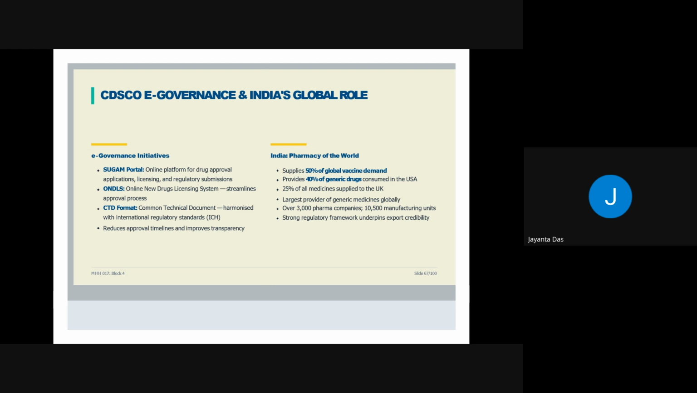So India, the pharmacy of the world, supplies almost 50% of the global vaccine demand, provides 40% of the generic drugs consumed in the USA, 25% of all medicines supplied to the UK, and is the largest provider of generic medicines globally. Over 3,000 pharma companies and 10,500 manufacturing units are under control of this, and a strong regulation framework underpins the export credibility.